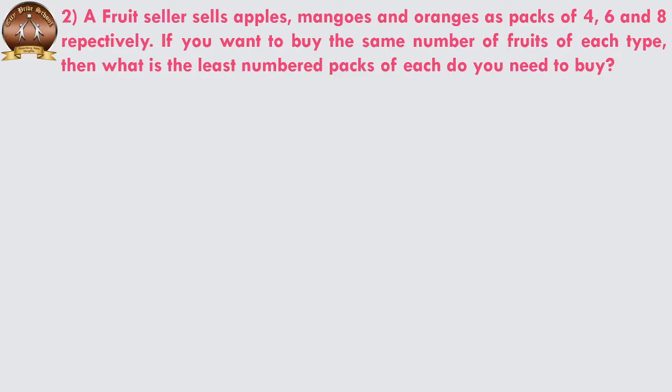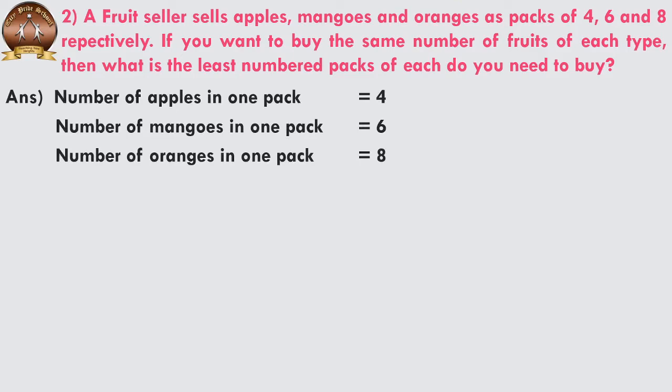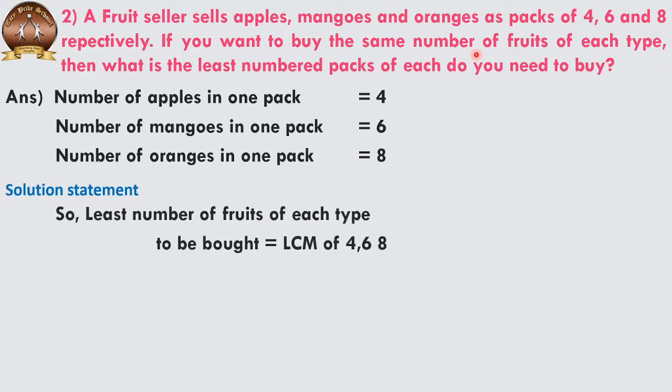So we can see that apples are coming in a pack of 4, mangoes in a pack of 6 and oranges in a pack of 8. So first of all, we will write the three statements. Number of apples in one pack, number of mangoes in one pack, the number of oranges in one pack. They are 4, 6 and 8 respectively. Then we need to find the least number of fruits that we need to buy so that we can buy them as the same number. So for finding the same number, what do we want? We want the LCM. So the solution statement can be written as: least number of fruits of each type to be bought is equal to the LCM of 4, 6 and 8.